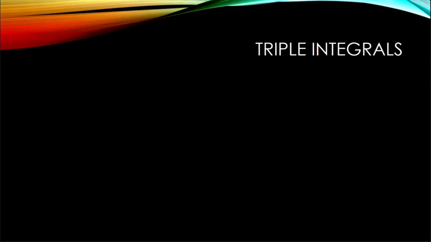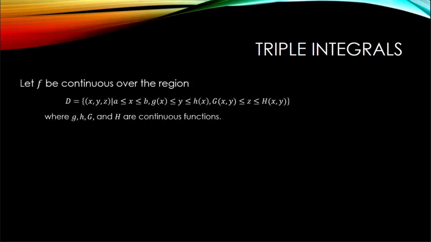So here is the formal definition of triple integrals. We'll let f be continuous over the region specified by D is equal to the set of all points x, y, z, such that a is less than or equal to x, which is less than or equal to b, g of x is less than or equal to y, which is less than or equal to h of x, and capital G of x, y is less than or equal to z, which is less than or equal to capital H of x, y, where g, h, capital G, and capital H are continuous functions.